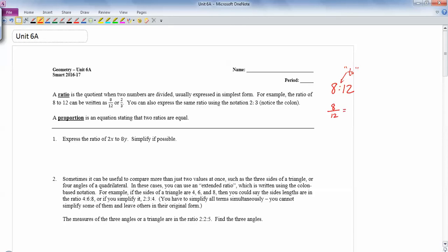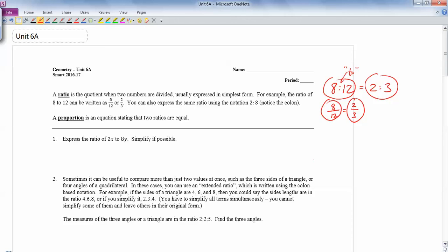So if I say there are 8 boys to every 12 girls, that's the same thing as saying there are 2 boys for every 3 girls. You just simplify the fraction, or you simplify this colon notation and write it like that instead. So these are all examples of ratios, right?